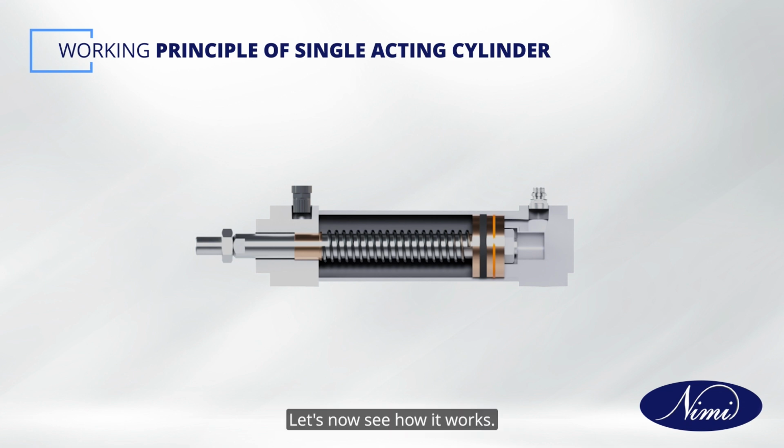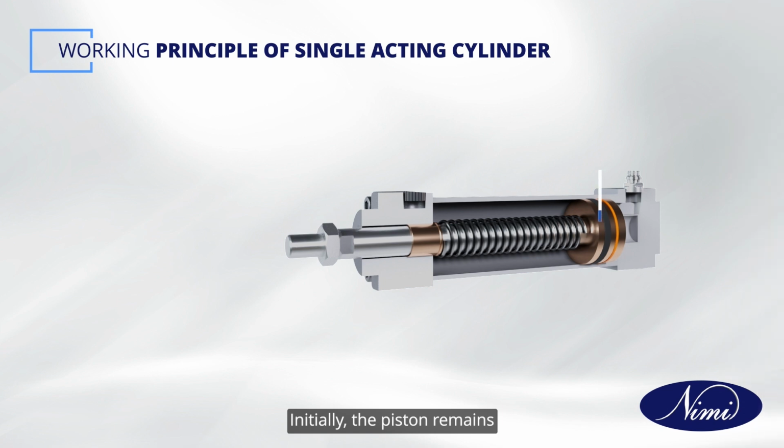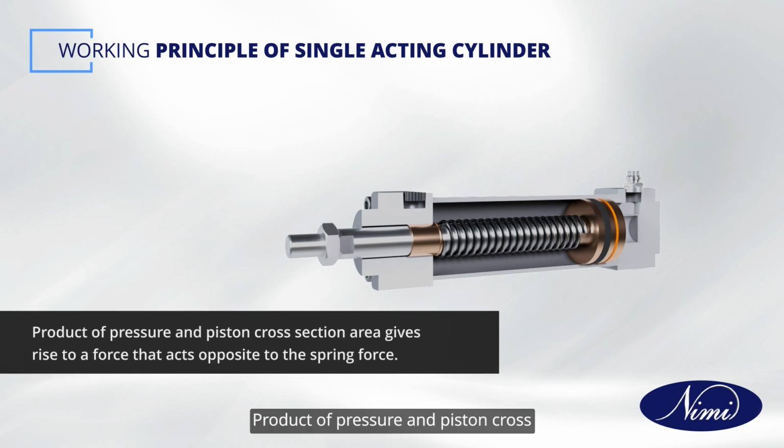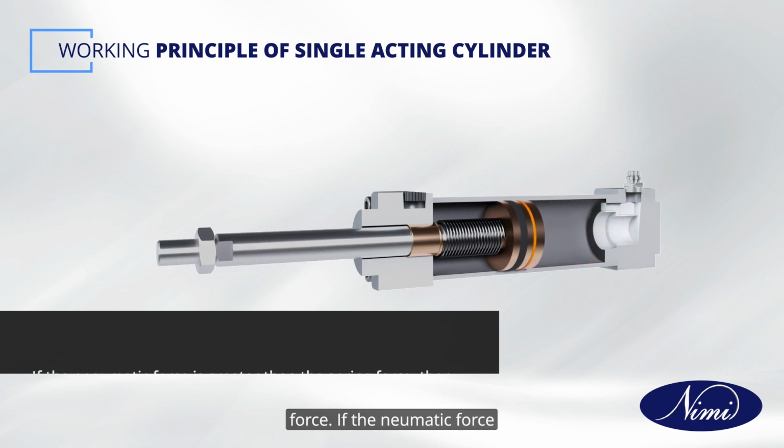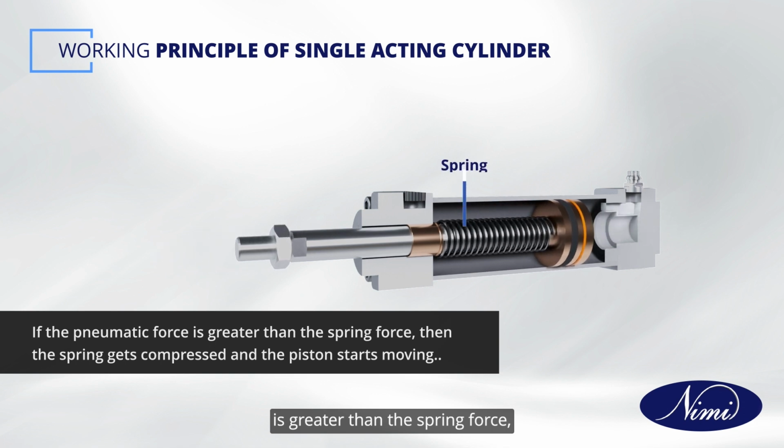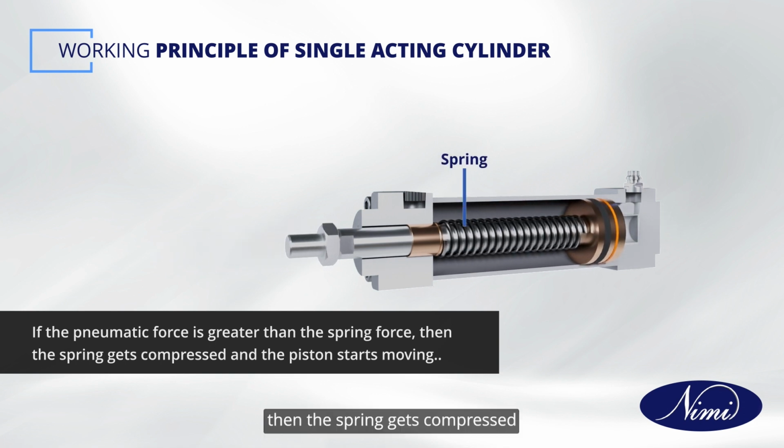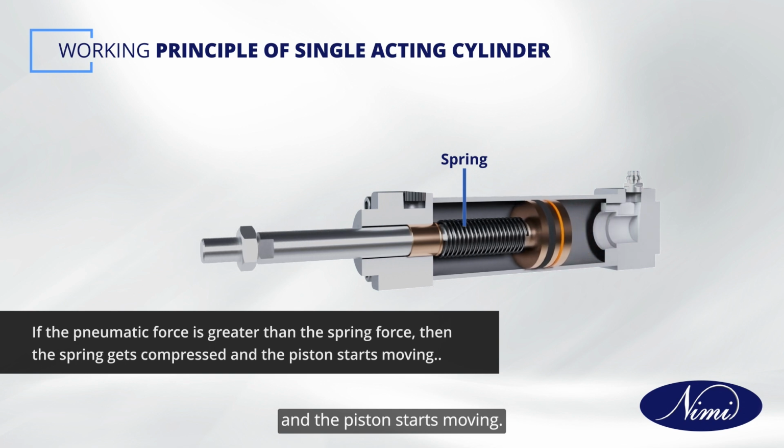Let's now see how it works. Initially, the piston remains at the innermost position in the cylinder due to spring force. When compressed air is supplied through the inlet port, pressure acts on cross-section of the piston. Product of pressure and piston cross-section area gives rise to a force that acts opposite to the spring force. If the pneumatic force is greater than the spring force, then the spring gets compressed and the piston starts moving.